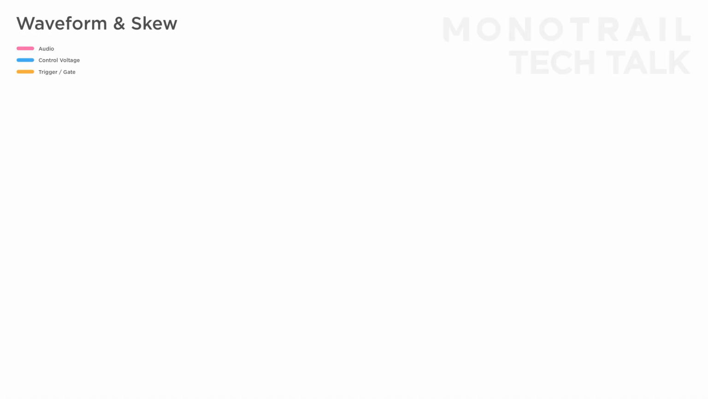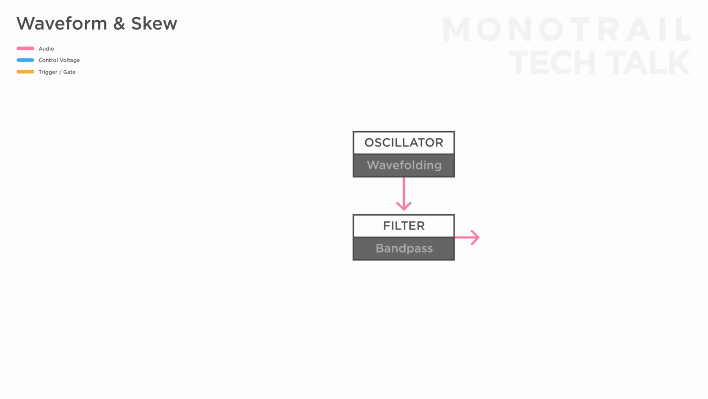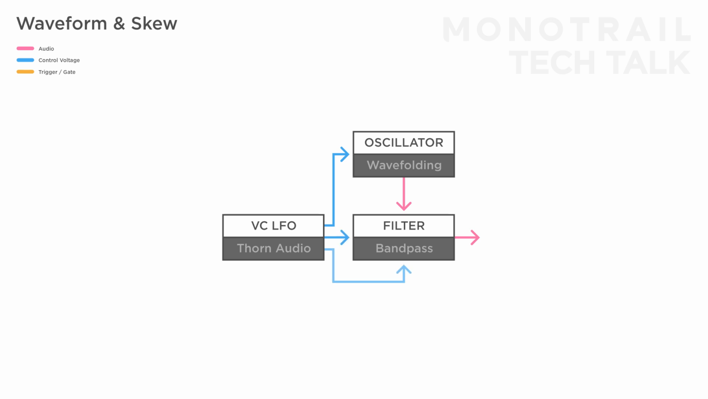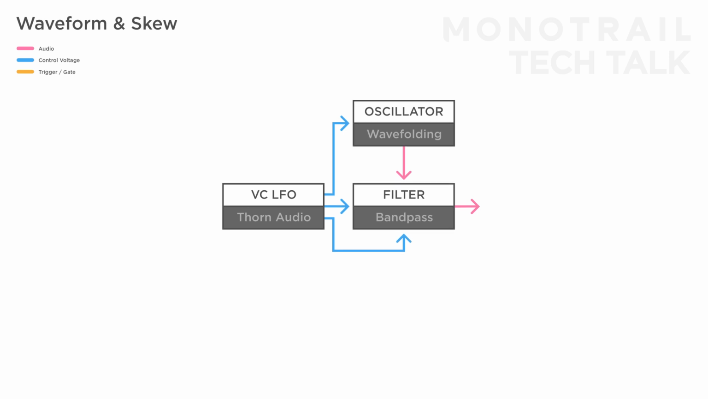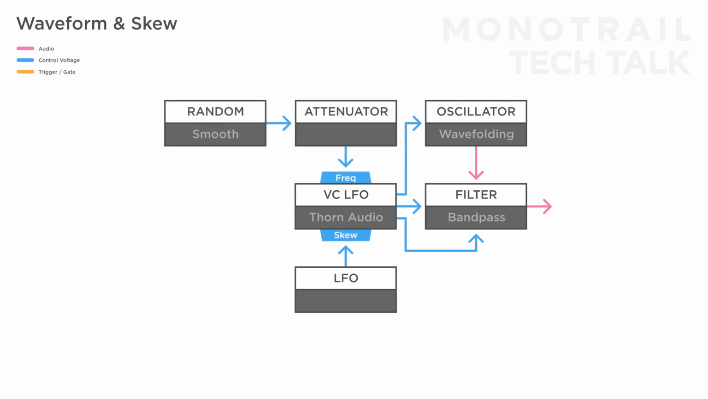Let's make another drone patch, this time with an oscillator with analog wavefolding and a bandpass filter. You can use multiple outputs of the VCLFO to modulate different parameters in a patch at the same time. For example, use the gate out to modulate the folder on the oscillator. Use the main out to modulate the frequency of the filter and the inverted out to modulate the bandwidth of the bandpass filter. Use another LFO to modulate the wave shape of the VCLFO and the smooth random voltage through an attenuator to modulate the frequency.